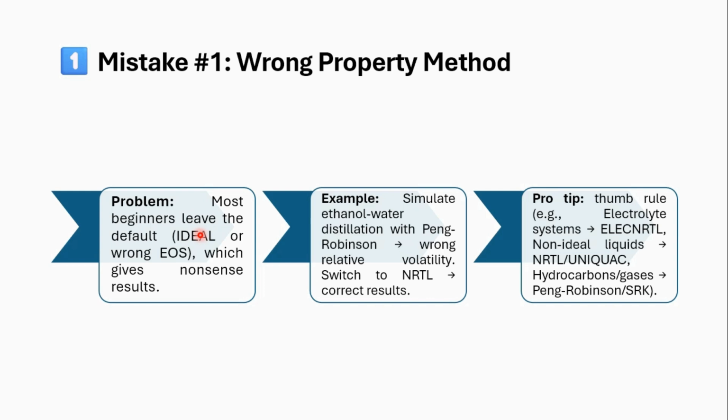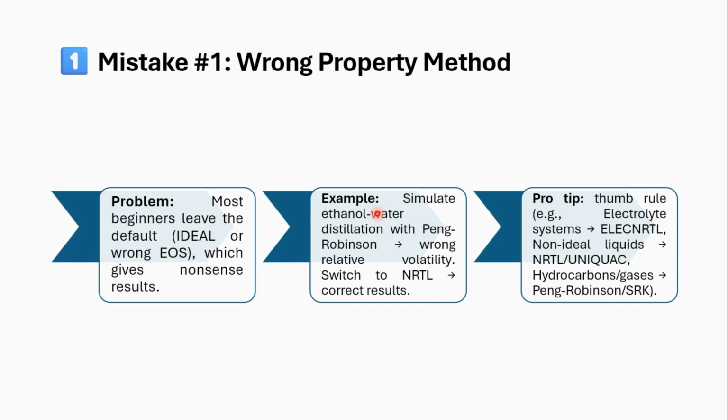For example, if you have to simulate ethanol-water distillation, you know ethanol and water form an azeotrope. You come to Aspen, you simulate the process, and there is no azeotrope. What does that mean? That means that there is a problem in your data or in your simulation. Over a wide literature, we have studied that this is an azeotropic system. So you have to first look at your property package.